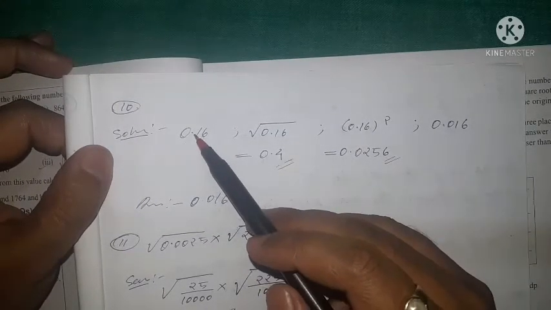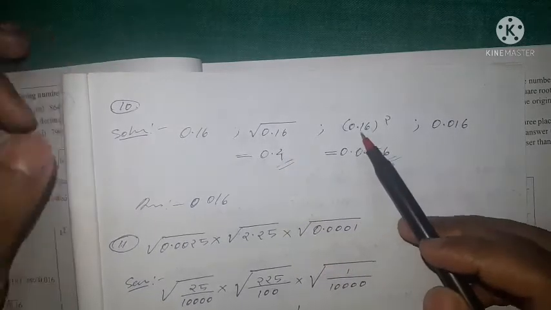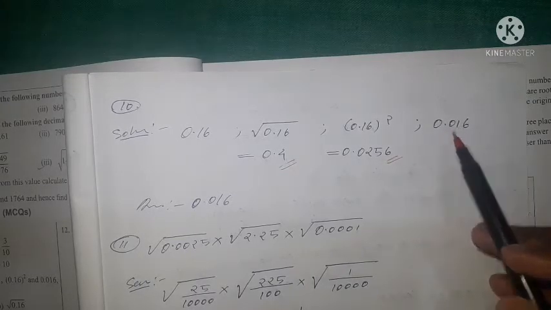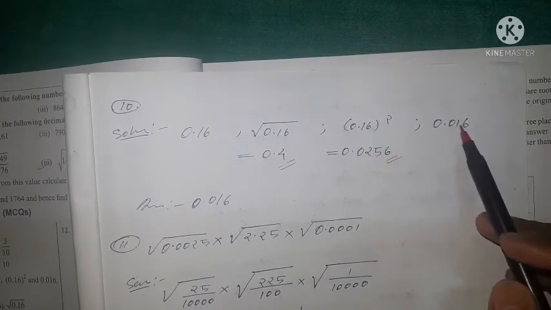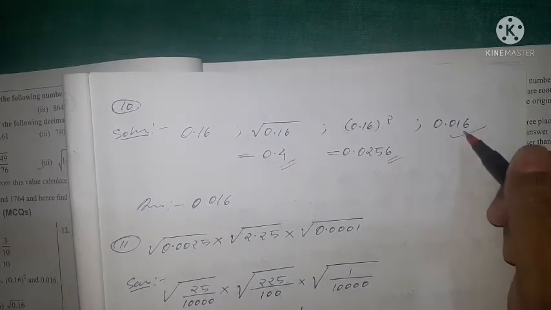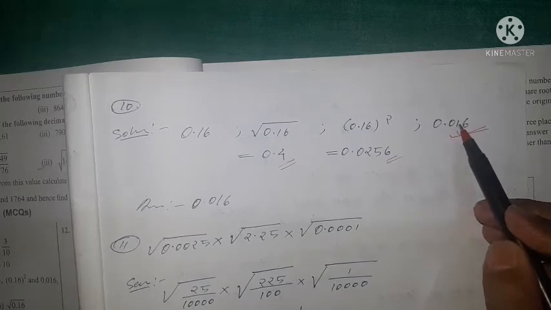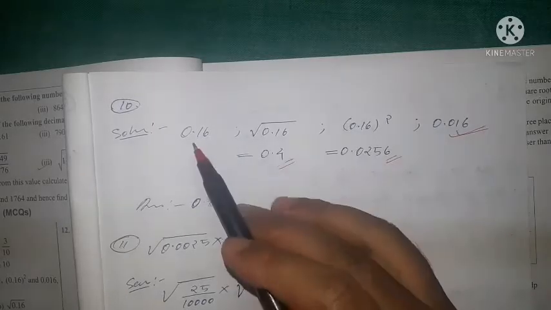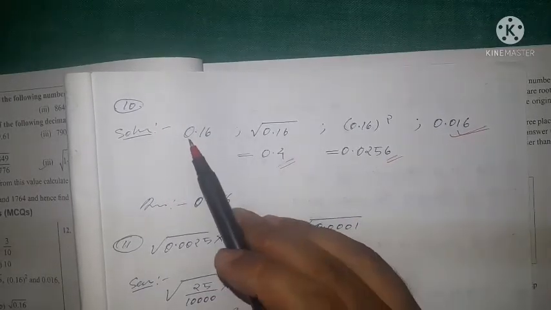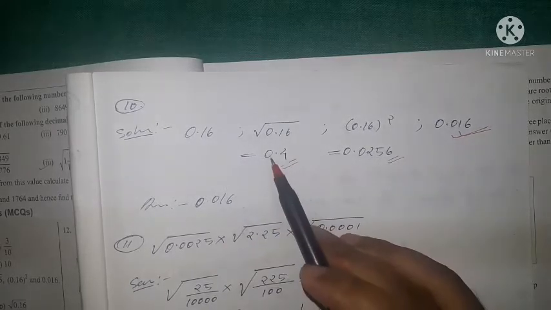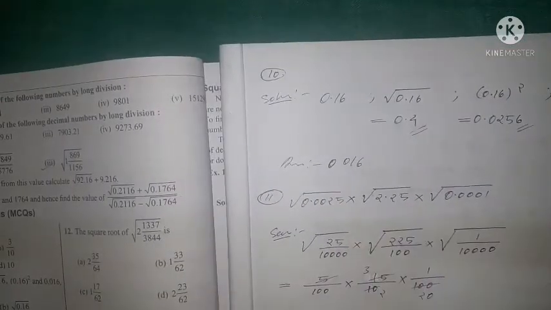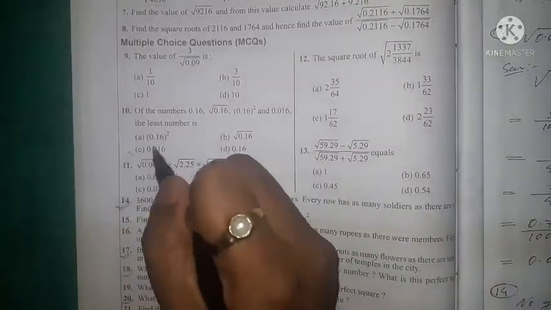So therefore this is 0.4, this is 0.02 and this is 0.01. So that means this is the least one, because it is 0.01. This one is greater than this as it is 0.02. Again this one is greater than that one, that is 0.16 and it is 0.4. So this one is the greatest and this one is the least. So therefore the answer is 0.016. So it will be option number, that is option C.